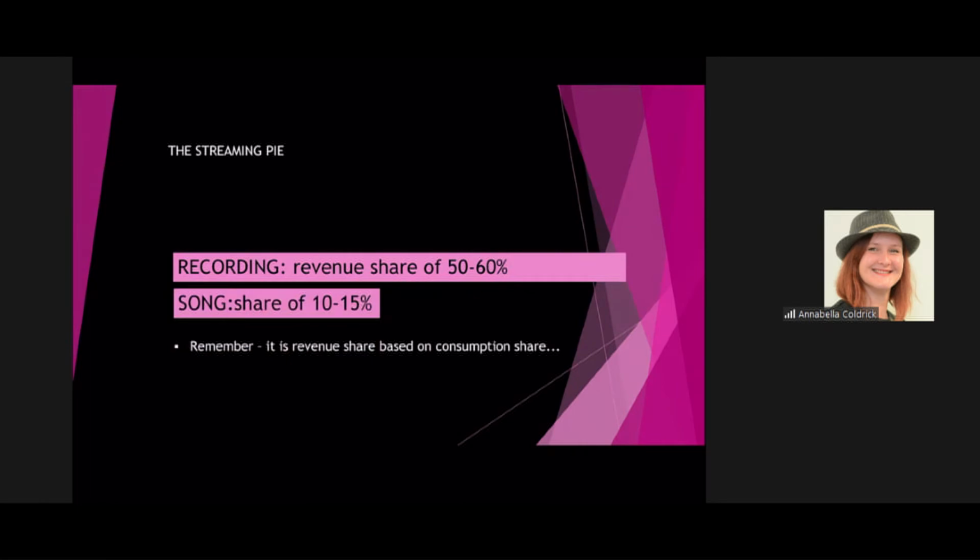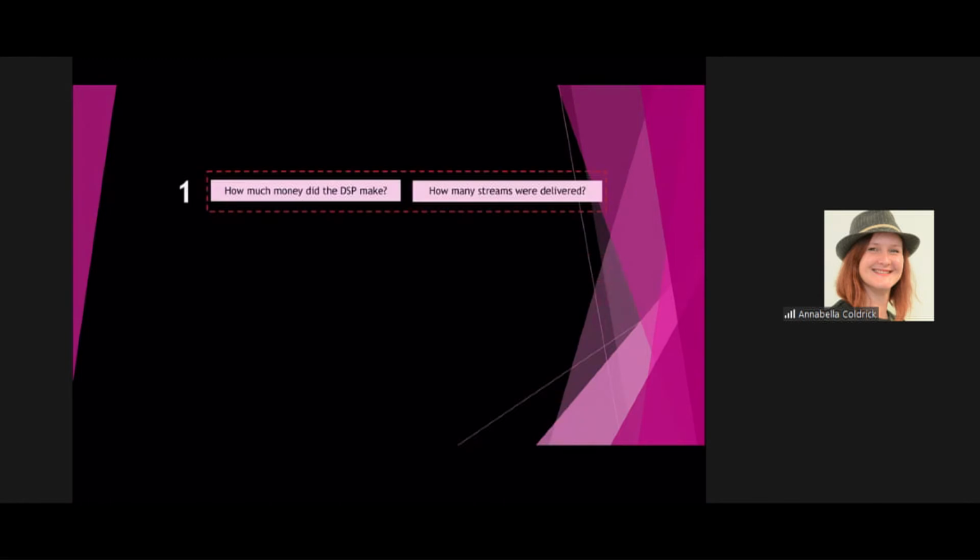So I think this is more or less what we were trying to say with the pie. Recording is a revenue share of 50 to 60%. A song is a share of 10 to 15%. And it's revenue share based on consumption share. So it's not just of all the revenue coming into the streaming services, it's what is consumed of your music. So this is broadly how the calculation works. And you can, as I say, look at the book, which goes into much more detail, very well explained by Chris Cook.